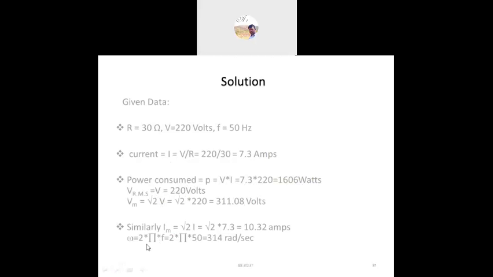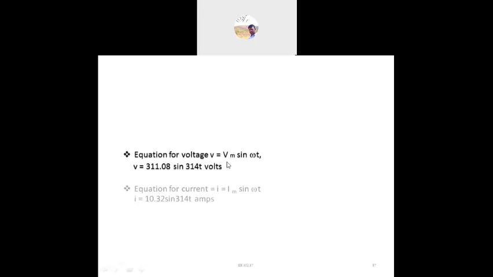So the angular frequency omega equals 2 pi f. From that we get the angle. So the equation is Vm sin omega t, which gives the value 314 rad/s. Similarly, Im sin omega t. We have found omega, so we substitute the values and get the equations.